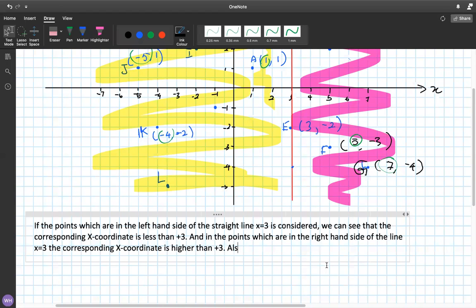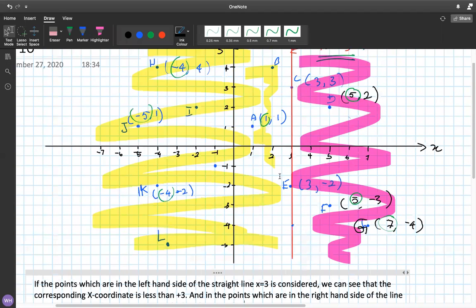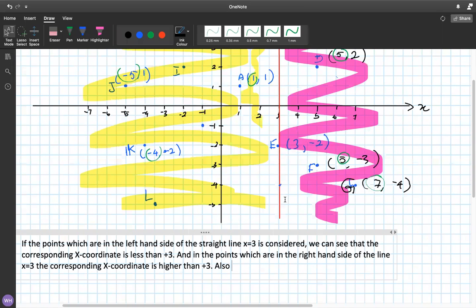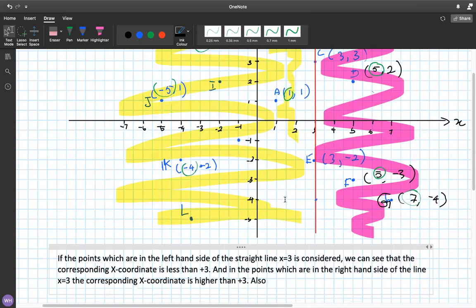Also, if you consider the points which are on this straight line, the point C and E, what can you say about those points? The value of the x coordinate is equal to 3, right? Okay, so you can write that one as well.